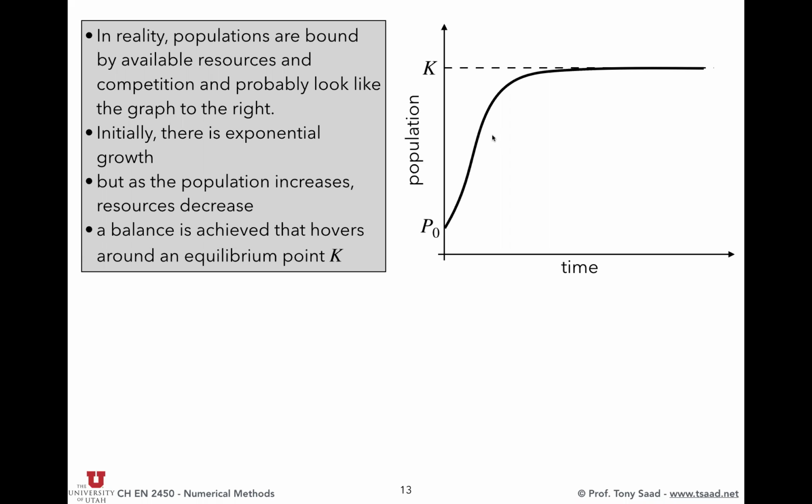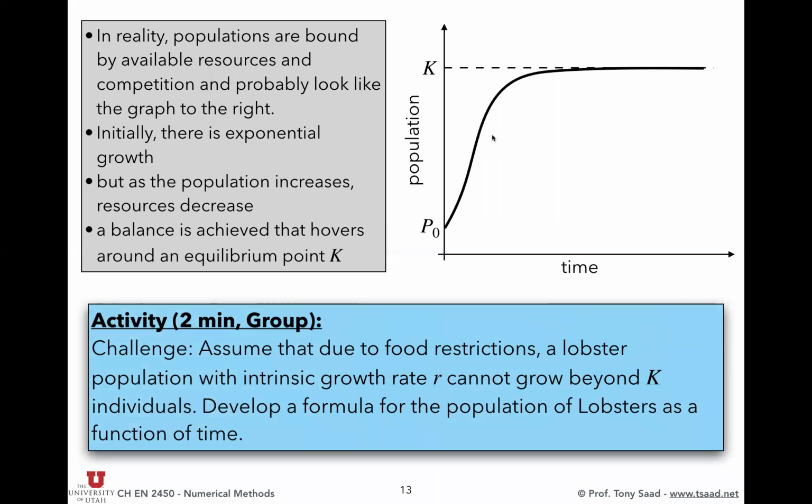Okay, so all right. Now my next challenge to you is, and this is actually a challenge, assume that due to food restrictions, a lobster population with intrinsic growth rate R, so that's e to the R, right, cannot grow beyond K individuals, whatever K is. I want you to take 2 minutes now and try to develop a formula for the population of lobsters as a function of time, such that they're gonna reach a plateau at K. So go ahead and give it a shot. You got 2 minutes.